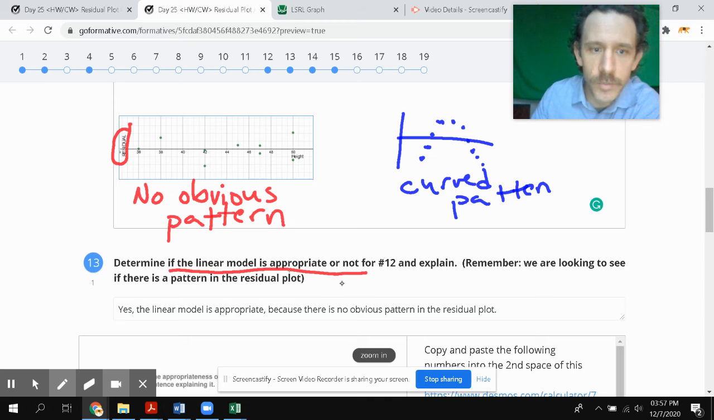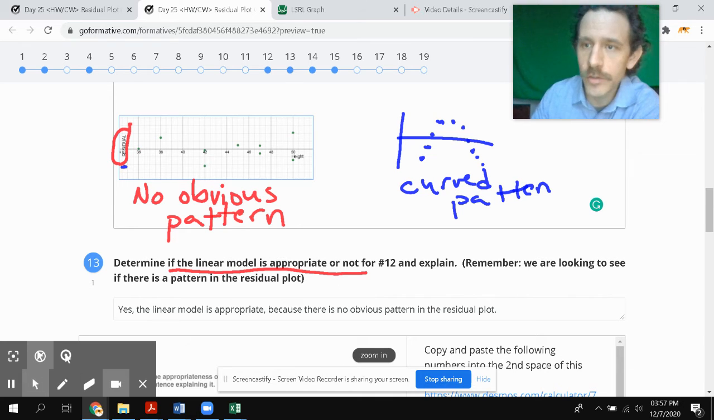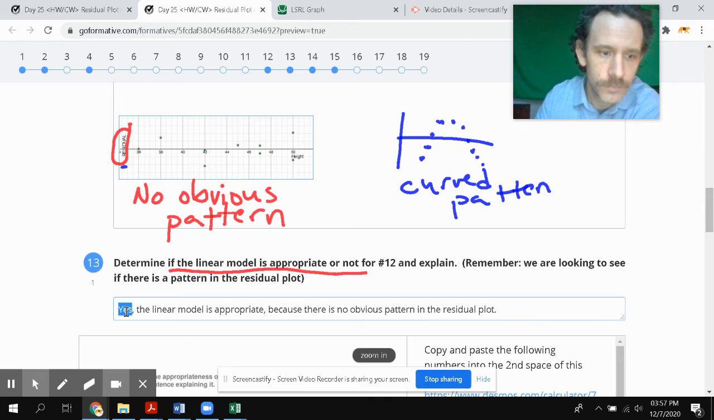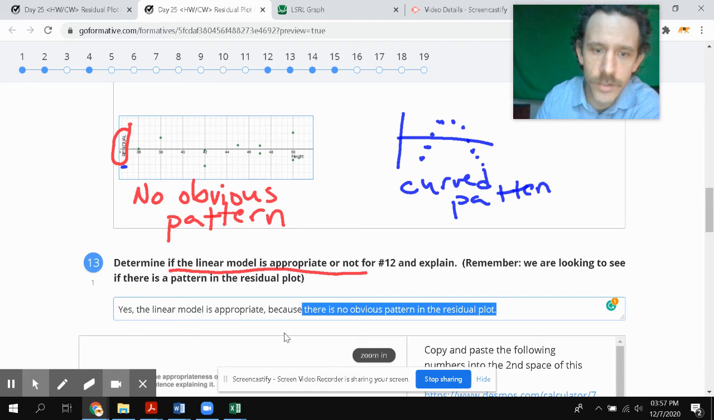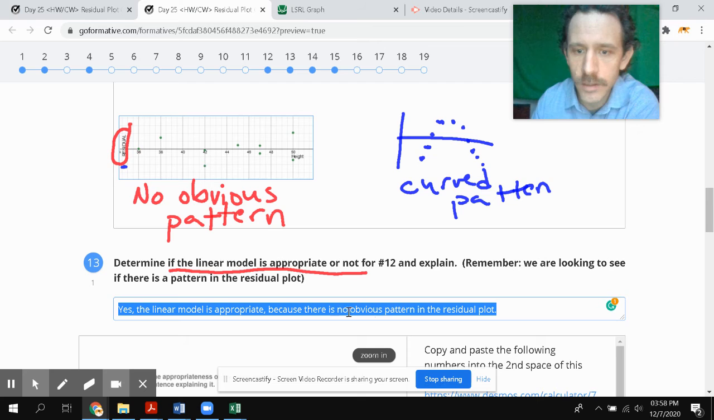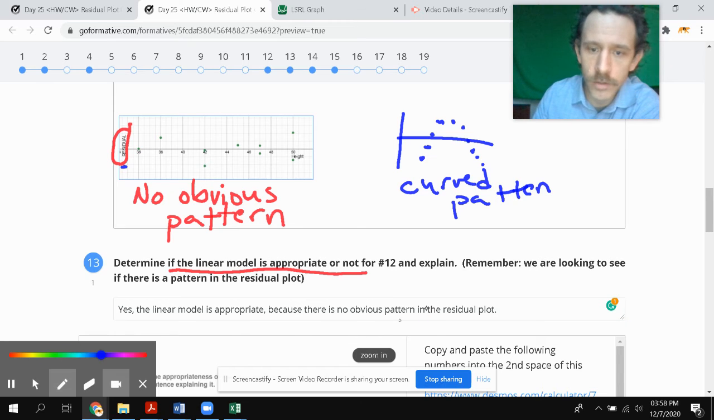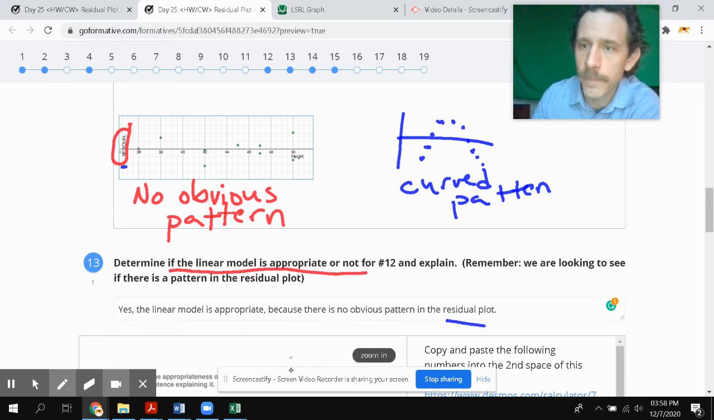So if I'm talking about the linear model, because there's no obvious pattern in the residual plot, this is what we say. We say, yes, the linear model is appropriate down here. Because why? Because there is no obvious pattern in the residual plot. So you want to talk about there not being an obvious pattern, but you also want to say where you're looking. You're looking in the residual plot. Okay, so no obvious pattern in the residual plot, then your model is appropriate.